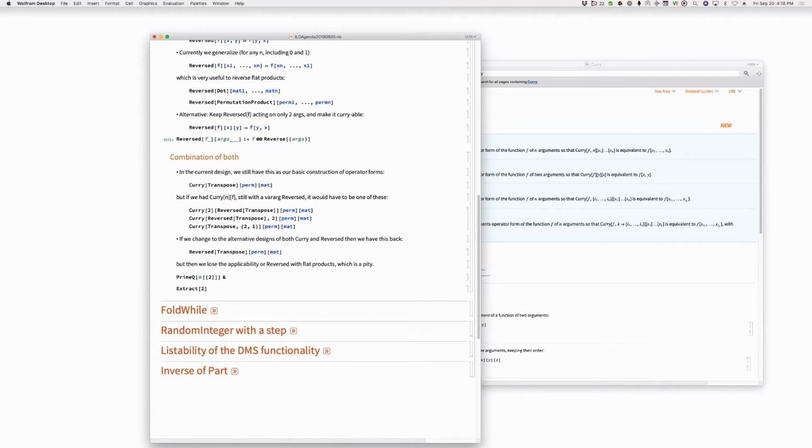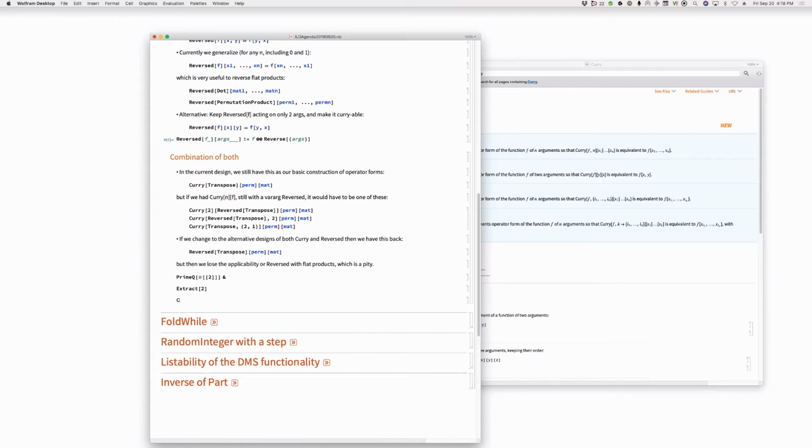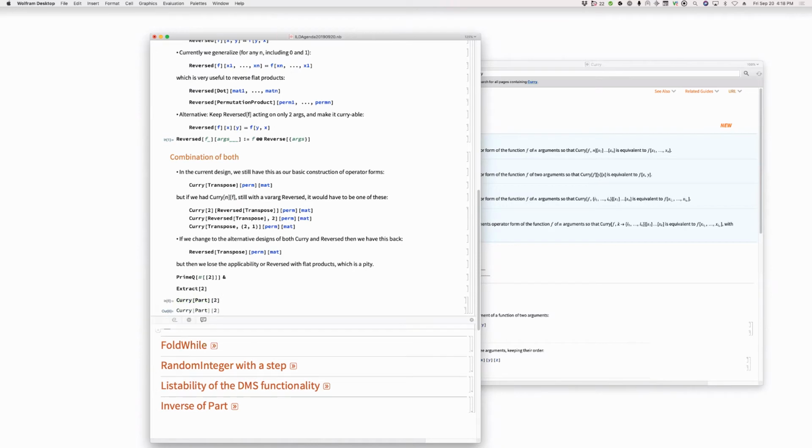I wish there was an ending for the word part, which could be an operator version. Well, curry of part was another possibility. What do you mean? Curry like this? Yeah. Now you can say 2 and apply that to something.